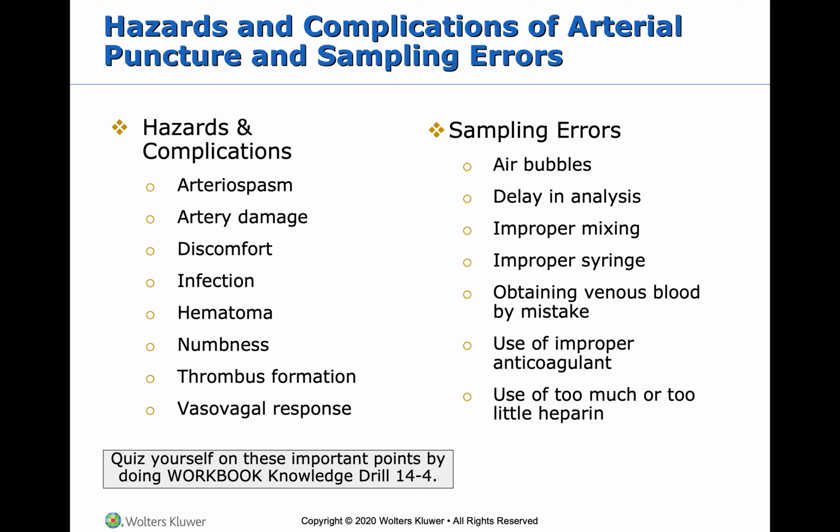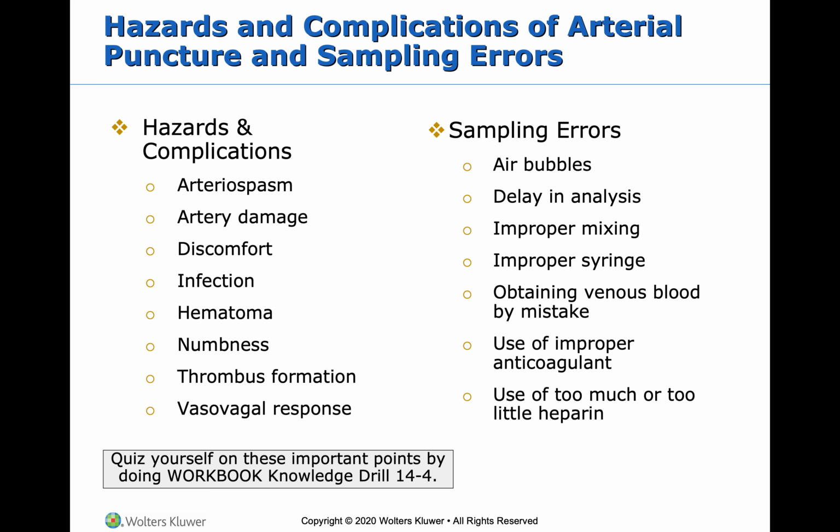Numbness. Thrombus formation. So thrombus would be like a clot. So you could form like a blood clot in the artery, which is obviously not a good thing. A vasovagal response. That just basically means fainting. That's like the scientific or medical term for fainting. So that is a risk of arterial puncture as well as venipuncture.